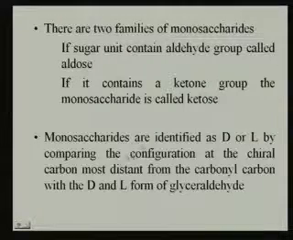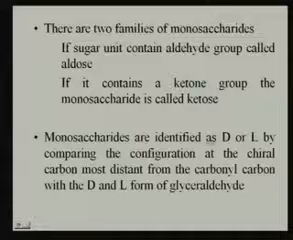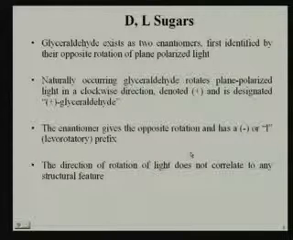Besides this, these monosaccharides are also identified by their D and L form. That means it is either the D form or the L form. In most biological cases, we mainly get the sugar moieties in D form, that means dextrorotatory.